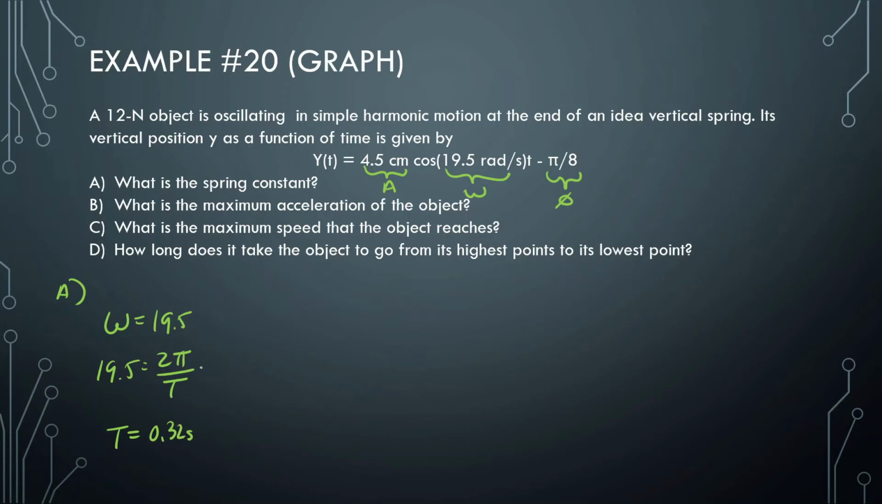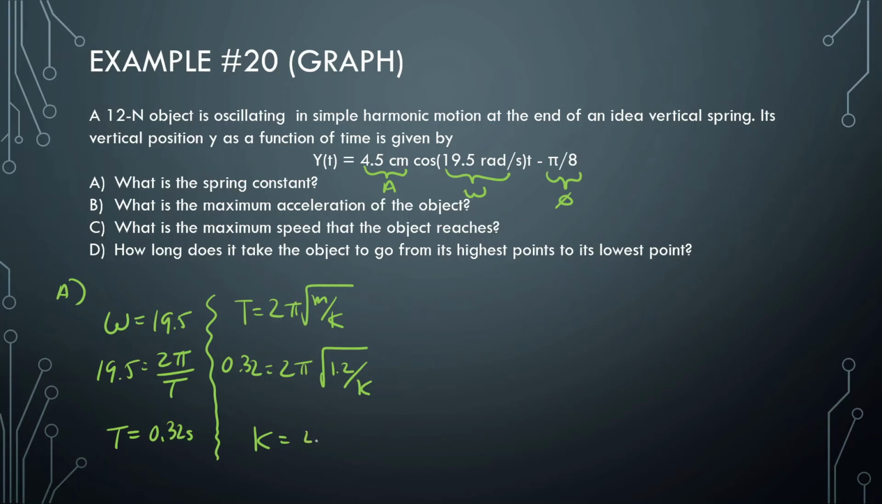Once I find the period, now I can find the k value, because I know that T is equal to 2 pi square root of m over k. So I have 0.32 is equal to 2 pi square root of m, and the mass is going to be 12 divided by 10, so 1.2, divided by k. Now this is just an algebra problem. So divided by 2 pi, squared, times 1.2, and we get that k is around 456.3 Newtons per meter.